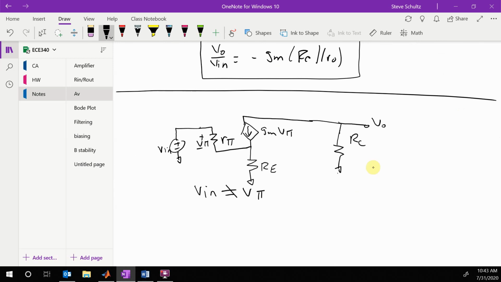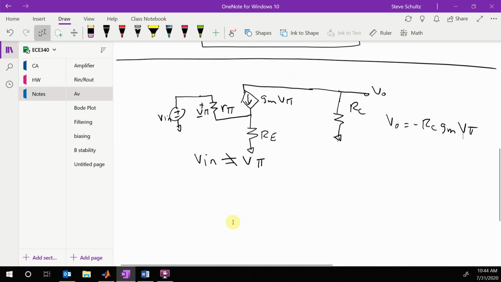Okay, and then when we do all of that, the way that that makes it nice is that we see that V out is equal to minus RC gm V pi. So this is good as long as we know what V pi is, but V pi is not equal to V in, so that's where it gets a little bit messier. So we have to come in here and do a node voltage. So we're going to come in here and we are going to call this one, since it's the emitter node, let's just call it VE.